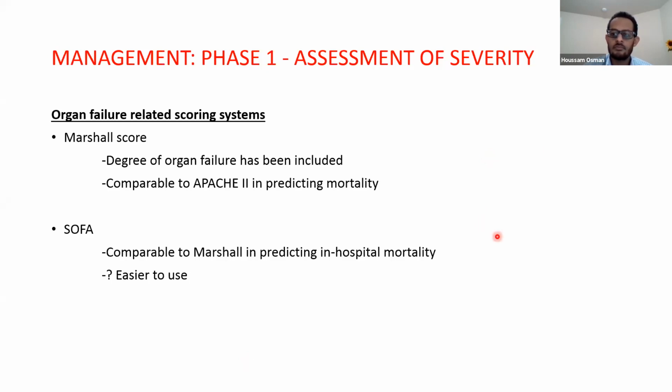Personally, I'm more for Larsen and Apache, as I said. Apache is a little bit more, you can google it. But the Marshall score, or the modified Marshall, is more useful, even for management, because it's easier: serum creatinine, ABG, systolic blood pressure. You can use it, not only in classification, but it can guide your management.